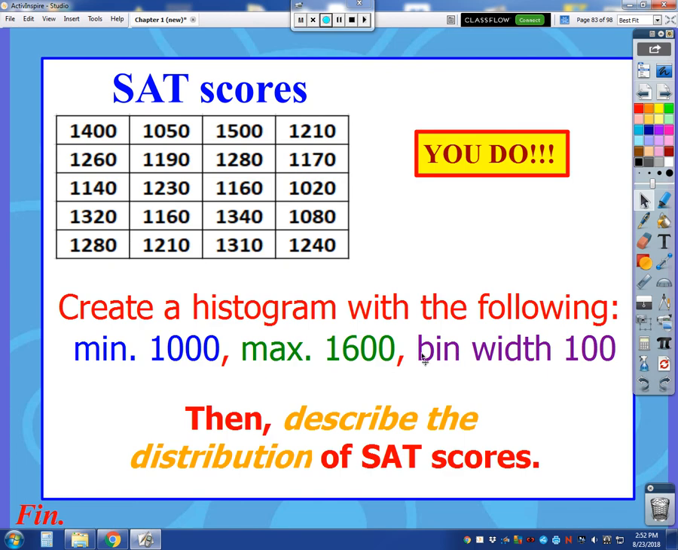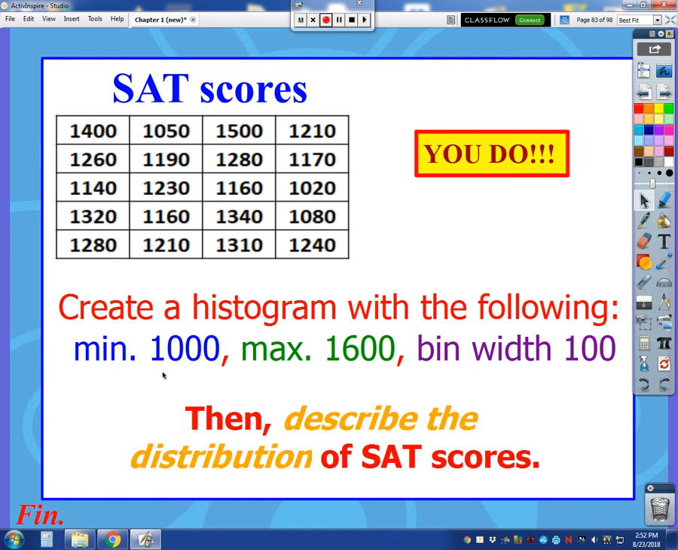So here's what I want you guys to try, and you can do this by hand the long way. You can do this with your calculator and then copy it onto your paper. But here are some SAT scores. And it says create a histogram with the following info. So I'm telling you specifically your window values and what your histogram needs to start and end at.